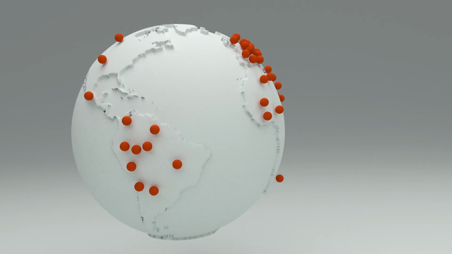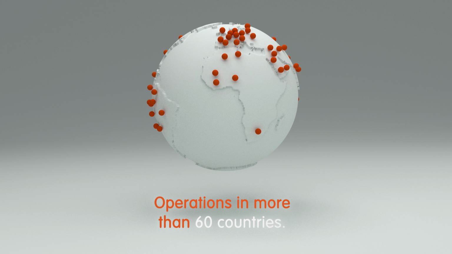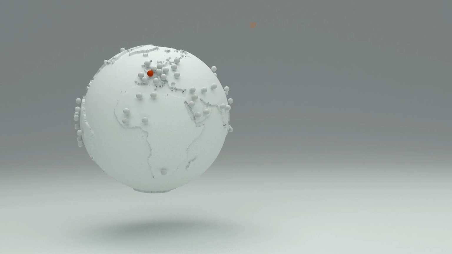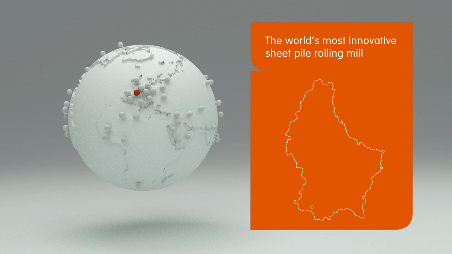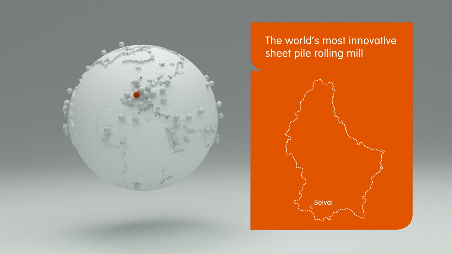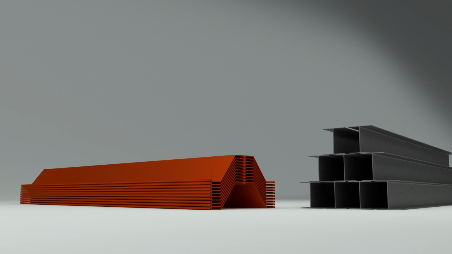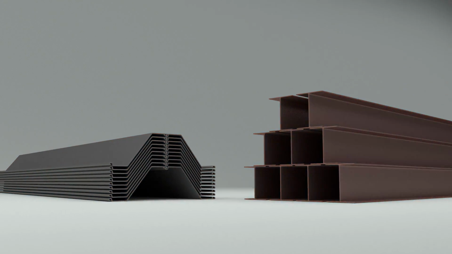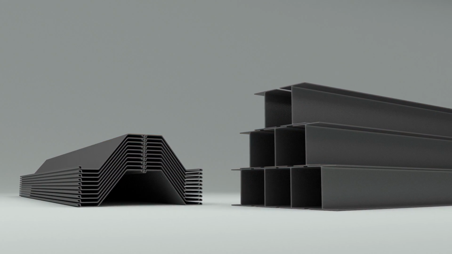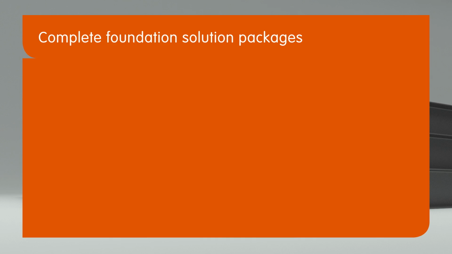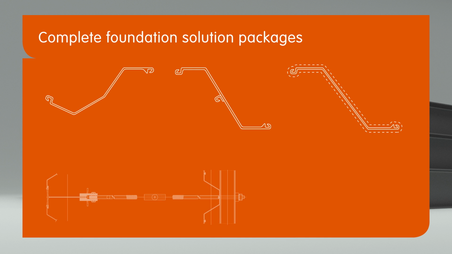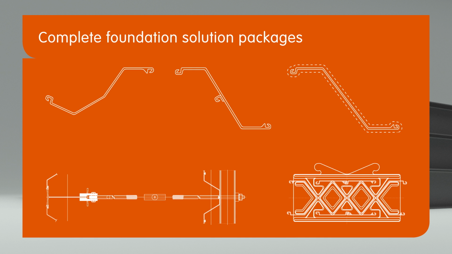As the world's leader of hot-rolled steel sheet piles and as the operator of the world's most innovative sheet pile rolling mill in Belval, Luxembourg, ArcelorMittal not only supplies sheet piles, bearing piles and steel tubes for foundations, but provides complete foundation solution packages, including fabricated special piles, coated piles, anchor material and accessories.